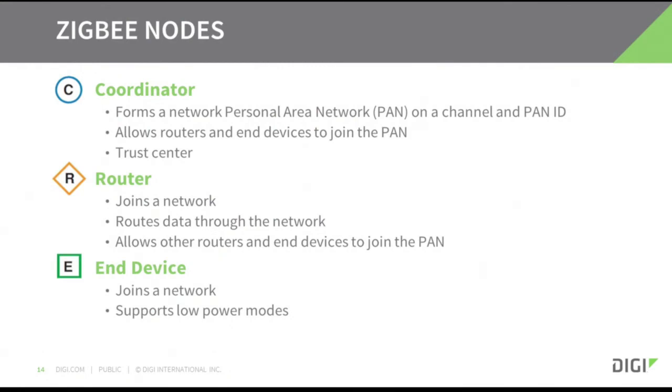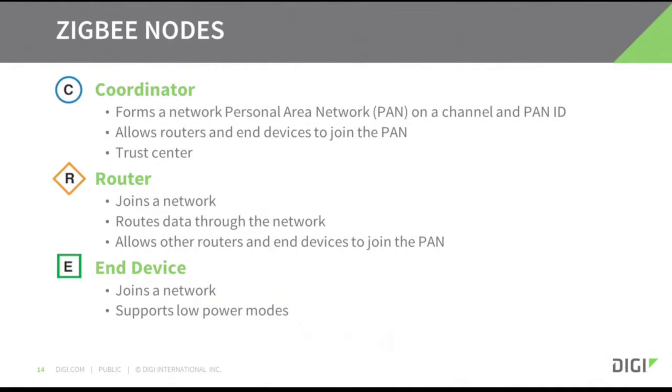Routers are responsible for joining the network. They can act as an endpoint in the network, meaning they can be connected to a device and send data to the coordinator and to each other. They are also responsible for routing data through the network for other routers and end devices, and they can be used to add devices to the network. So once the coordinator forms the network and routers join, you don't have to be in range of the coordinator to associate to the network. As long as you're in range of one of the routers, you can join the network through that router.